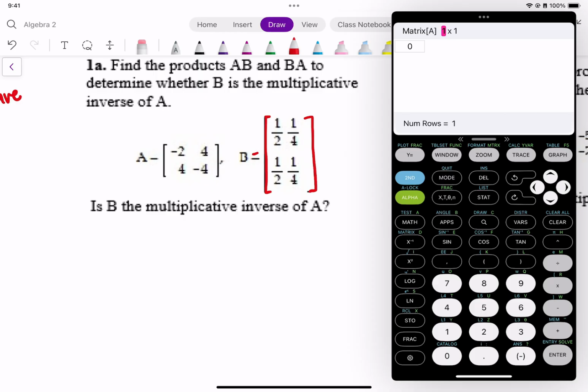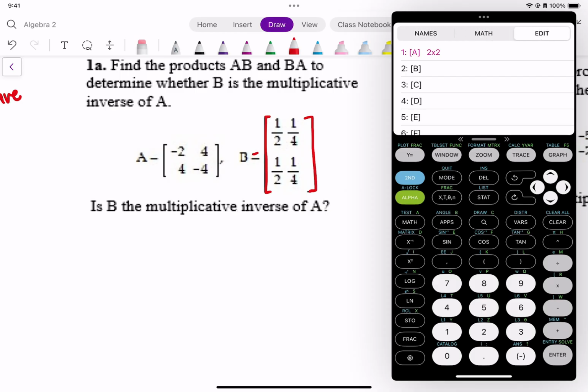Now, we first have to determine the dimensions of this matrix. This matrix has 2 rows and 2 columns, meaning that we're going to type 2, enter, 2, enter, and that will modify the matrix input. We're going to start typing in the numbers, and we have -2, enter, we have 4, enter, we have another 4, enter, then we have a -4, enter. Okay, once our matrix A has been saved, I'm going to press second inverse to make sure that we go back and we save matrix B now.